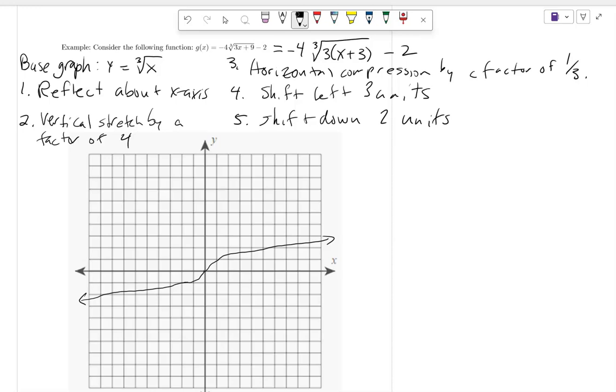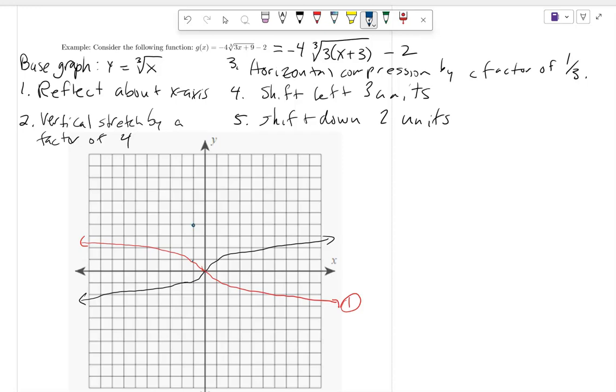All right. So the first thing we do is what to the base graph? Reflect it, right? So it's going to go that way. And then we're going to do a vertical stretch by a factor of 4. So all your outputs get multiplied by 4. Well, the 0 doesn't change, but this is at 1. So instead of at 1, it'll be at 4.